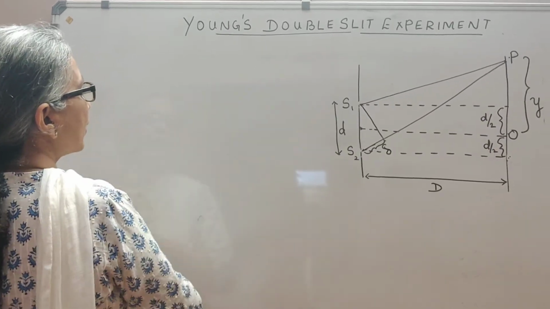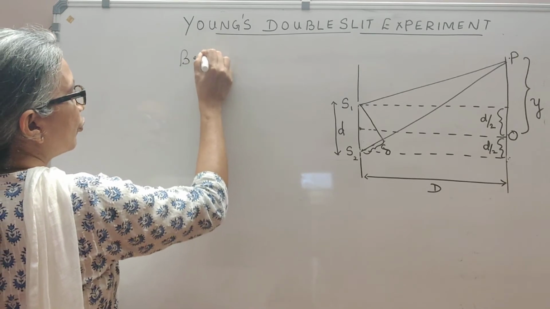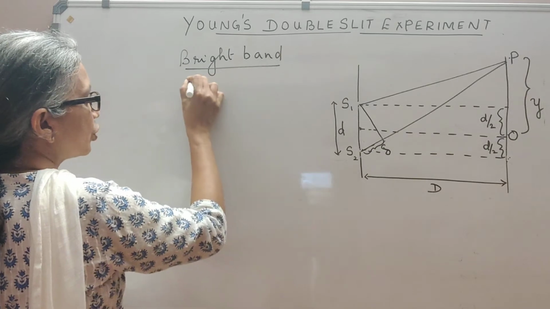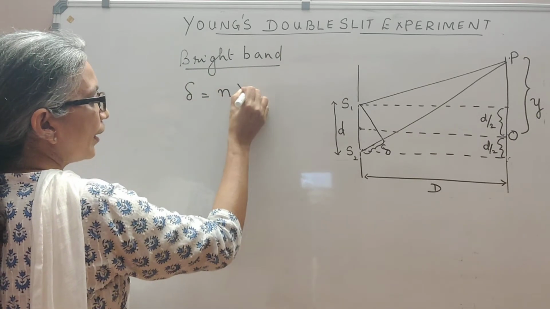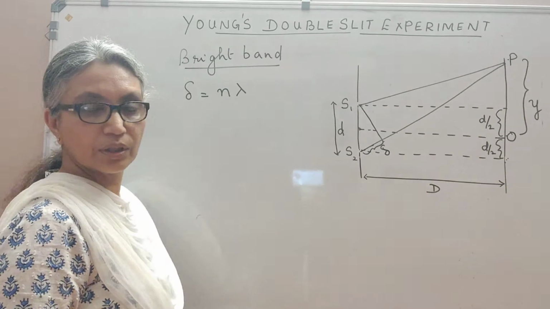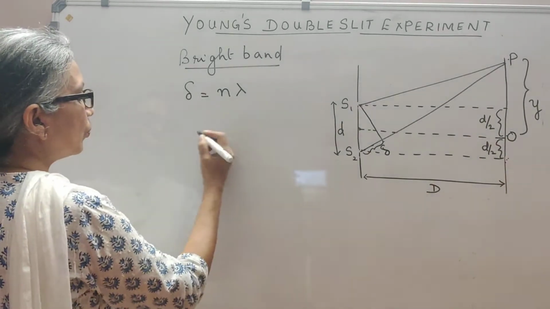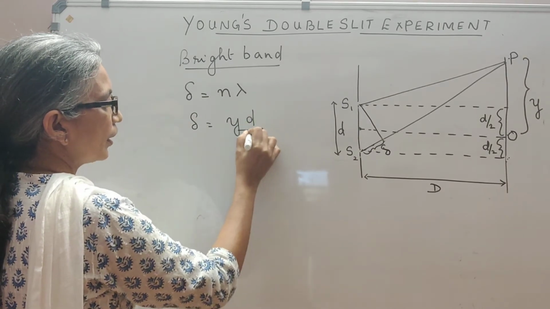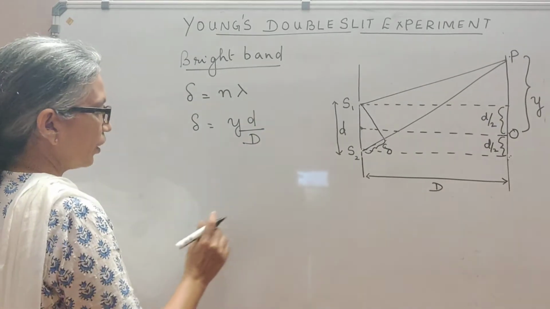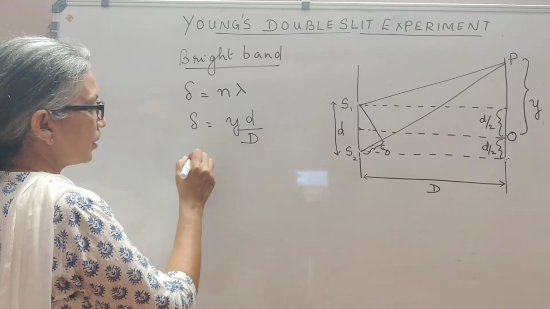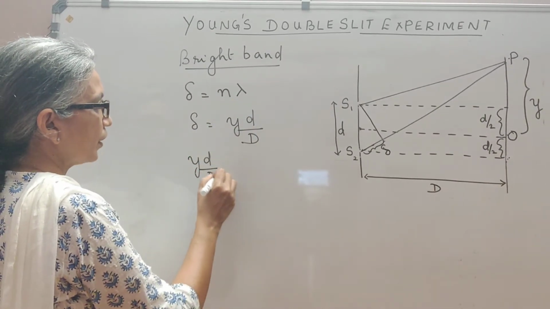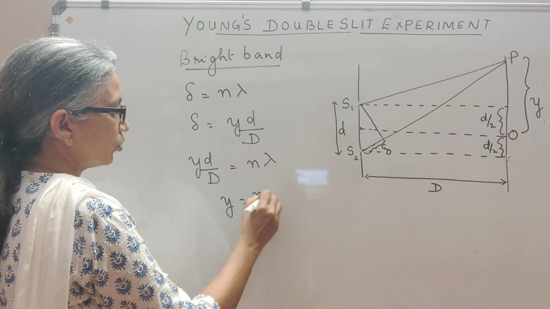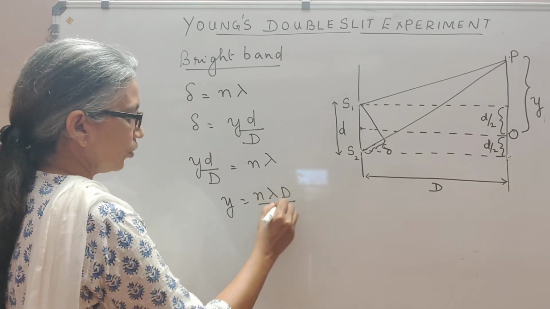So now if I'm going to take a bright band, for the bright band, we already know from the previous derivation that the delta condition is n lambda. This we did in the previous derivation, in the last session. So now we also know that this delta is equal to yD by capital D. Just now we showed. Or we may equate this and write yD by capital D is equal to n lambda, or y is equal to n lambda capital D by small d.